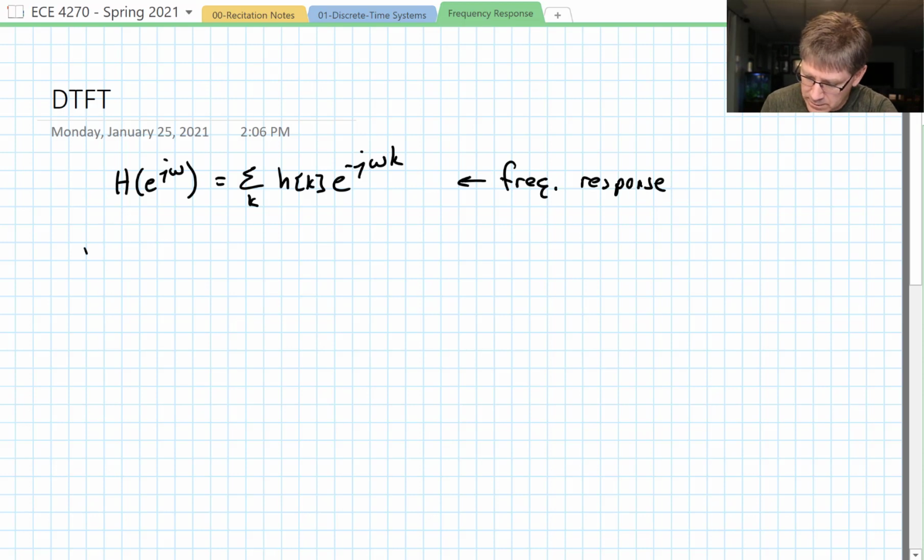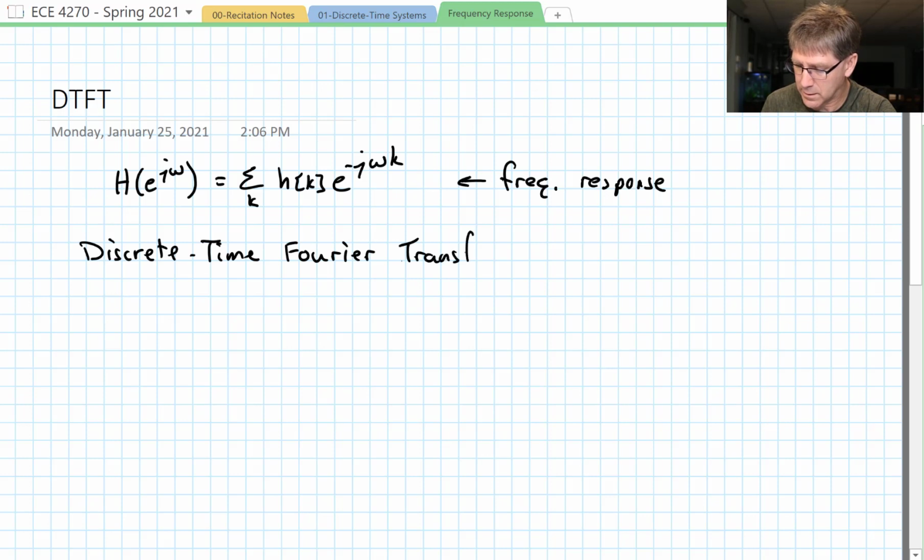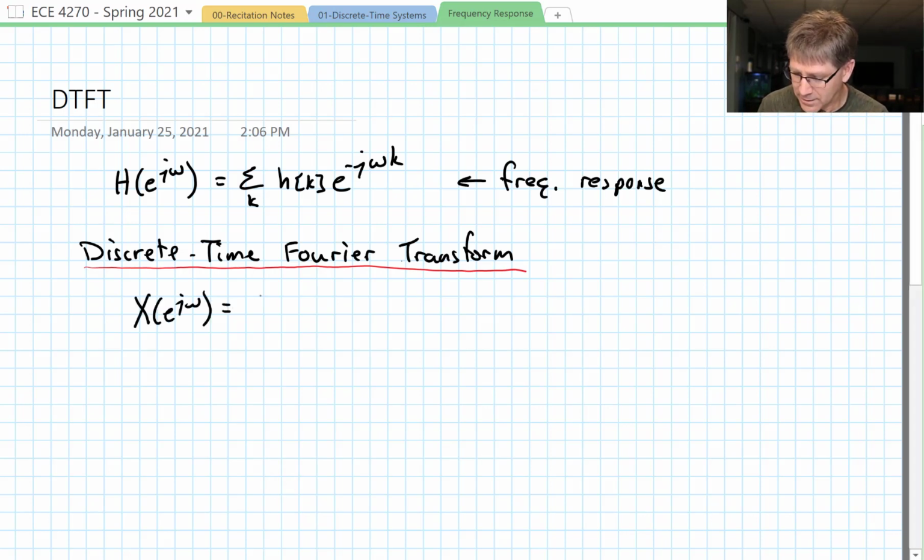Now, the discrete-time Fourier transform, that's a mouthful, so we just say the DTFT, is defined in the same way, actually. The only difference being in how it's interpreted. So in this case, we are summing over, in this case I put an x in there to show that it could be a signal, and doing the same operation we did before.